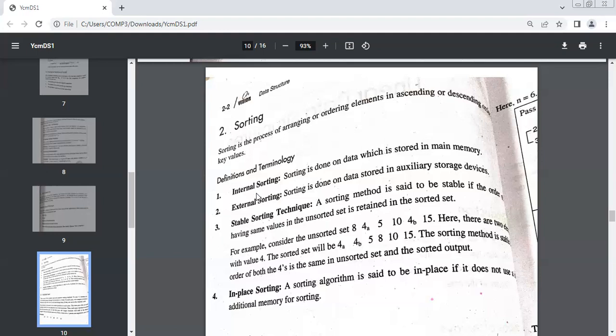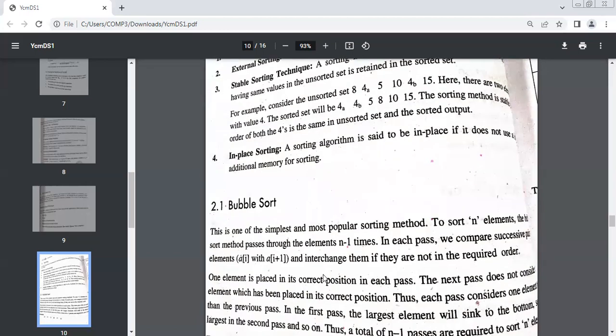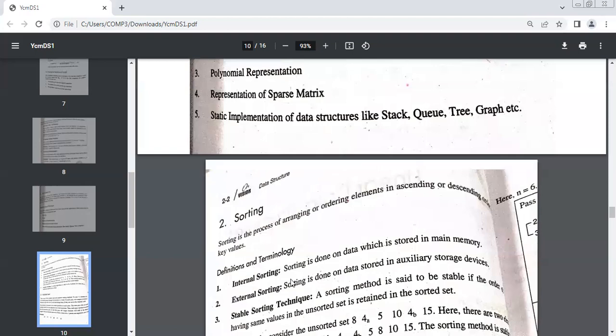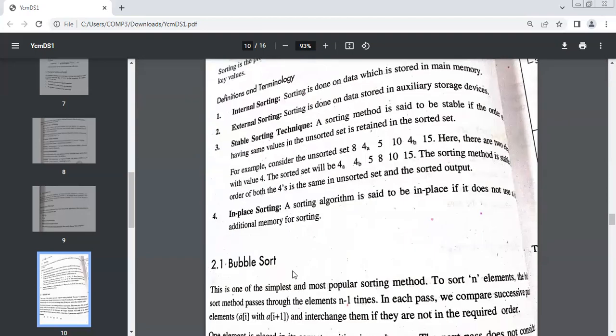ओके, देन इन प्लेस सॉर्टिंग. In place sorting is said to be in place if it does not use additional memory for sorting. Okay, so these are the sorting terminologies.